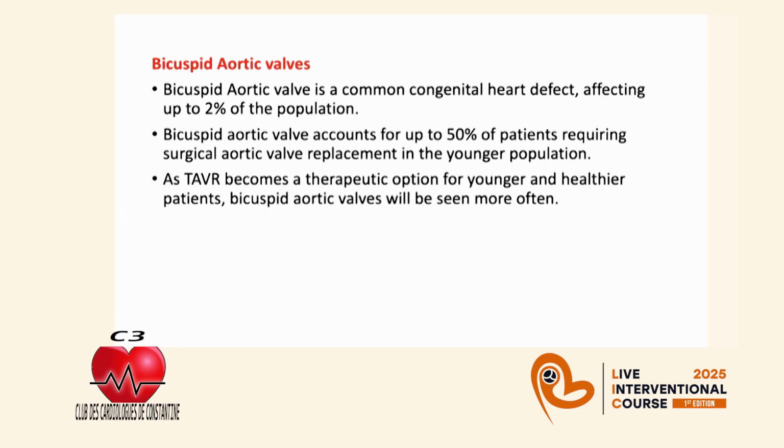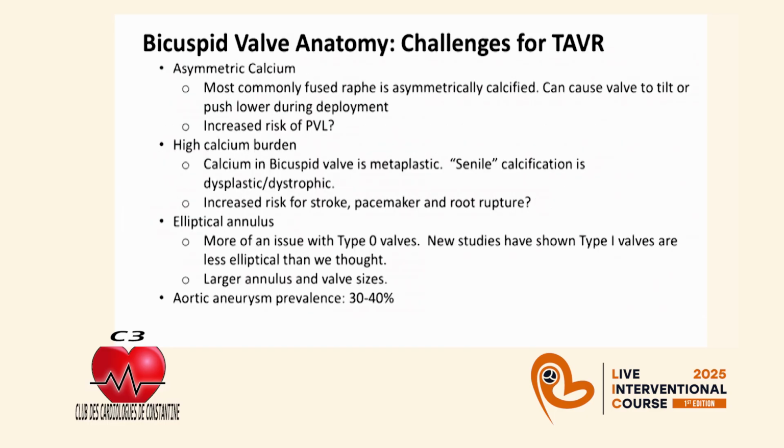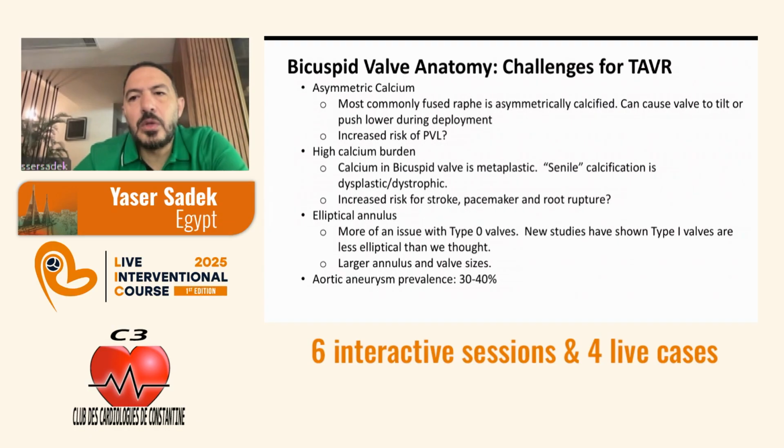As TAVR becomes a therapeutic option for younger and healthier patients, bicuspid aortic valve will be seen more often in the near future. So why is the bicuspid aortic valve anatomy always challenging? There are a lot of factors that make the bicuspid aortic valve challenging when you deal with it in TAVR. Why? Asymmetrical calcium, most commonly in the fused RAFI, is asymmetrically calcified and can cause the valve to tilt or push lower during deployment. Of course, it increases the risk of paravalvular leakage.